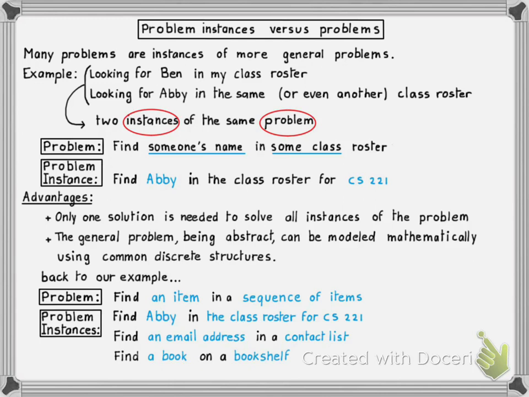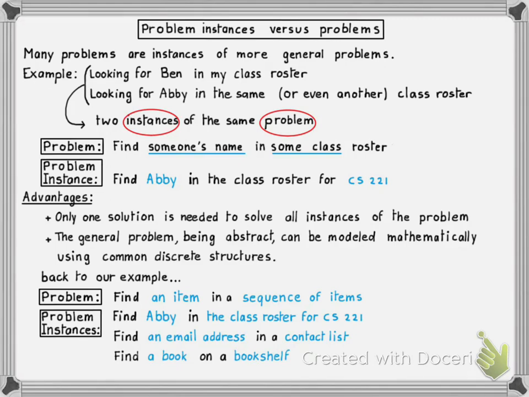So in conclusion, the advantages of identifying the general or abstract features of a problem are that by abstracting away the details, we can focus on the important discrete structures that the problem can be modeled with, and also we can write a single solution that will be useful for a large number of problem instances.